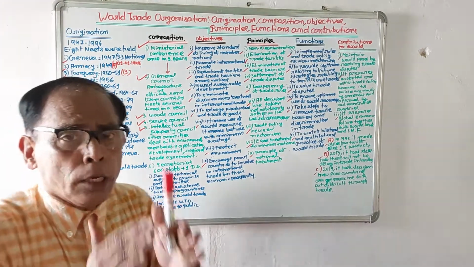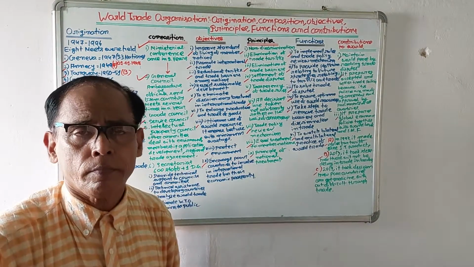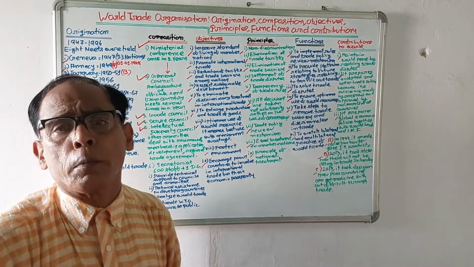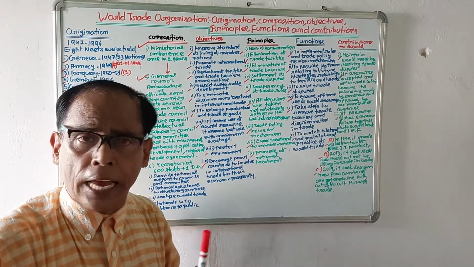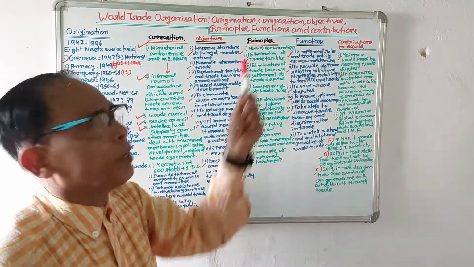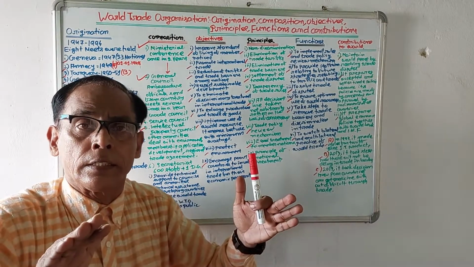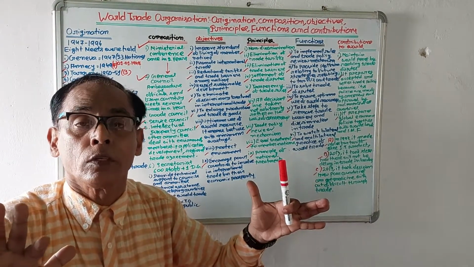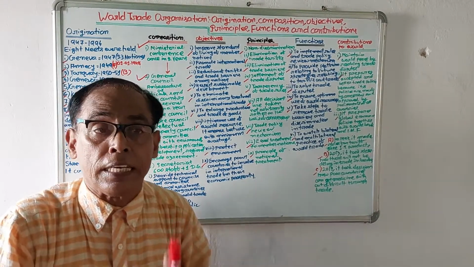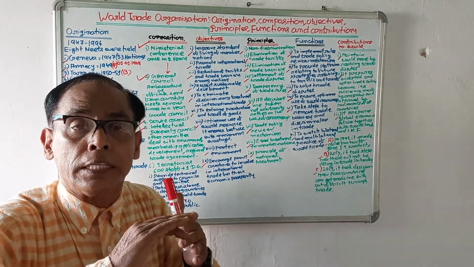Now let us discuss what principles it has. There are some principles of WTO. What major principles does it have? Number 1, non-discrimination. It wants that in international trade there must not be discrimination. All the member nations will be given equal respect in the sphere of international trade.